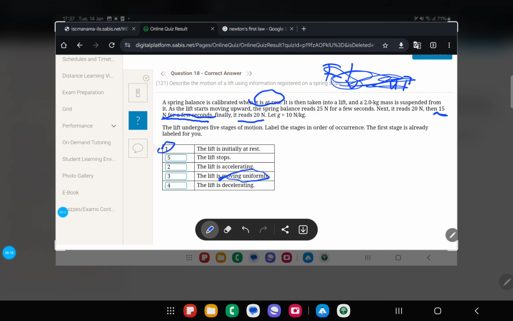Wait, never mind, guys. Force and acceleration, I forgot, they're directly proportional. Silly me. Sorry guys. Forget the part about force decreases, acceleration increases. They're directly proportional, okay? I really apologize for that. Anyways, so it's 25 Newton for a few seconds, then it reads 20 Newton. So it's accelerating from 25 to 20 Newton, okay? Then when it reaches 15 Newtons for a few seconds, in that few seconds, it's moving uniformly, okay?